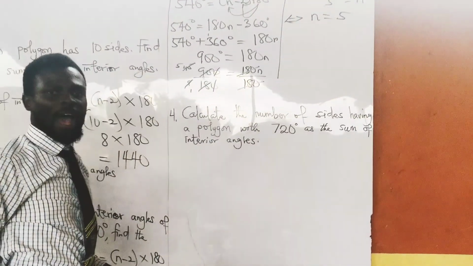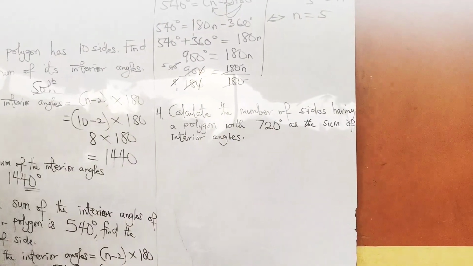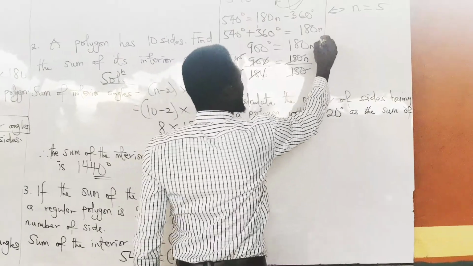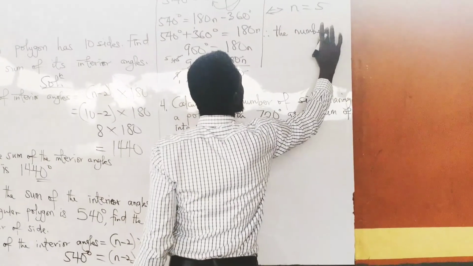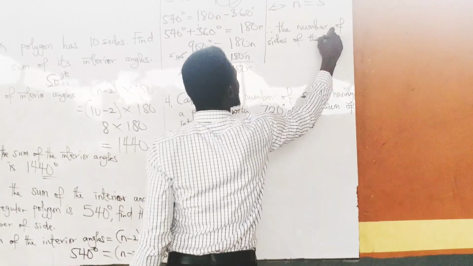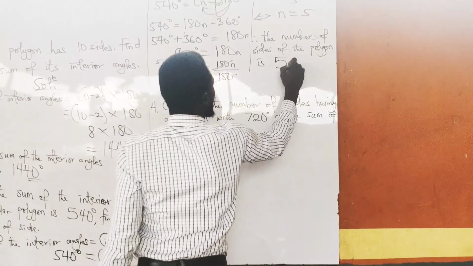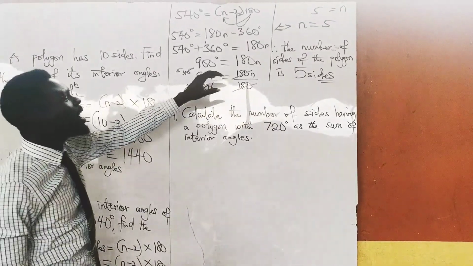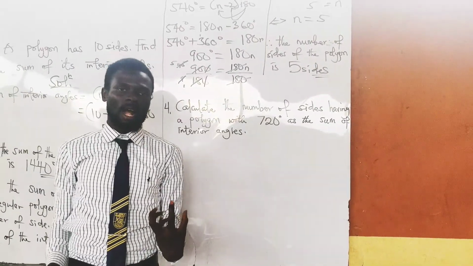which is the same as n is equal to 5. So what is n? n is the number of sides. And what were you asked to find? Find the number of sides. So we will state our answer and say, therefore, the number of sides of the polygon is 5 sides. Or therefore, the polygon has 5 sides. So this is how you calculate the number of sides given the sum of the interior angles.